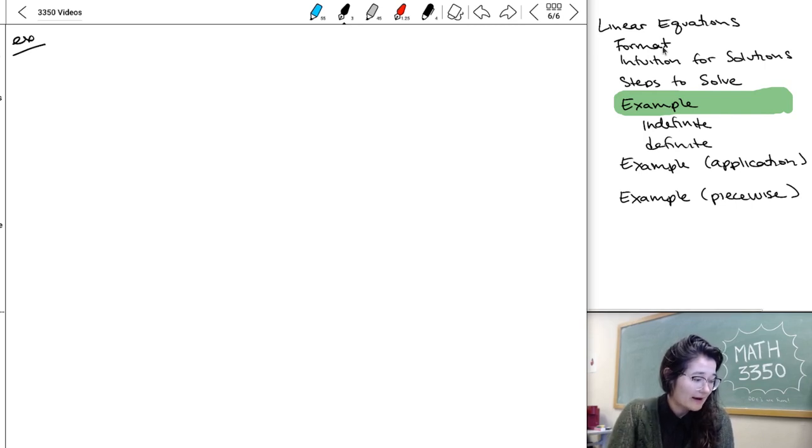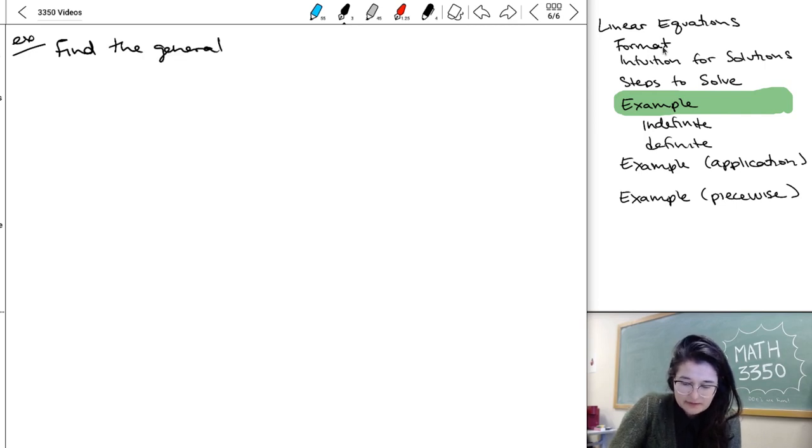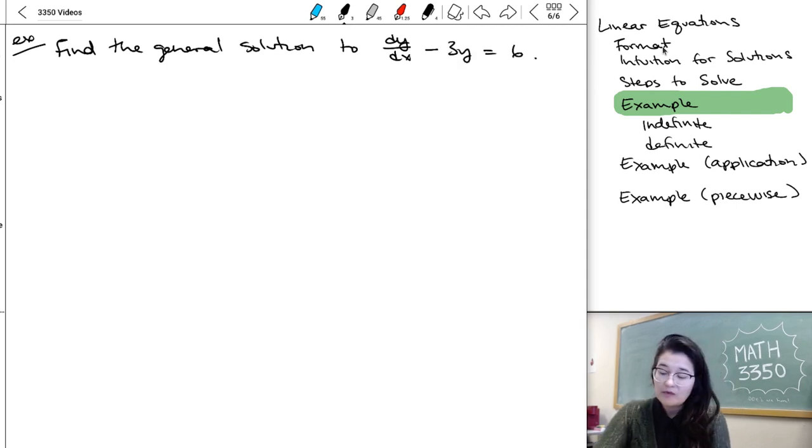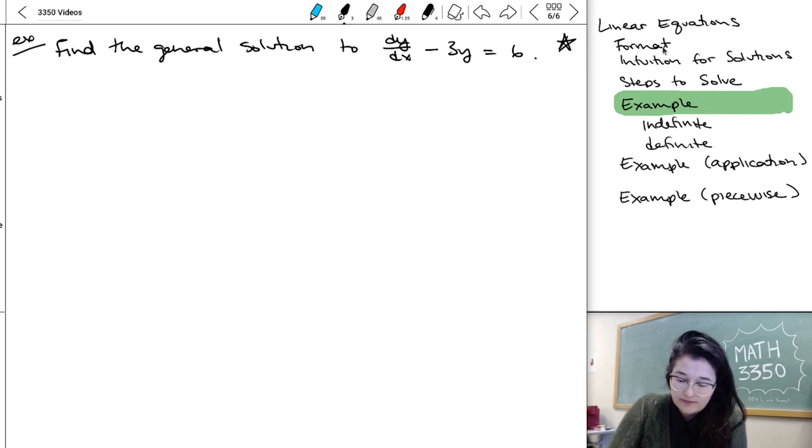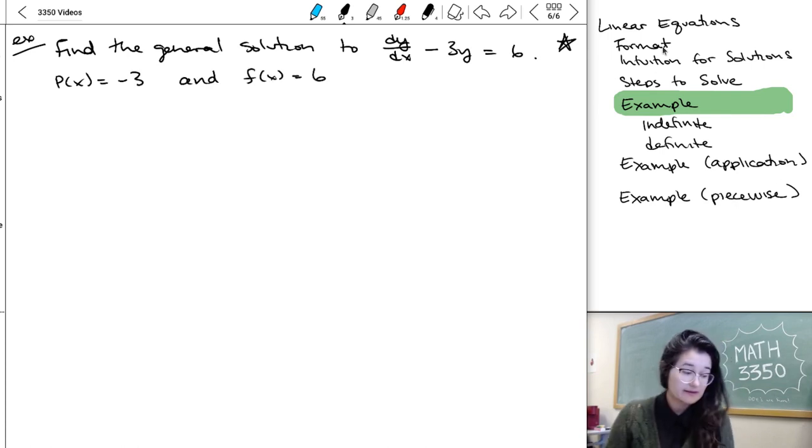We're going to be looking at finding the general solution to dy/dx minus 3y is equal to 6. So this problem is already in your standard form. And here our p of x is equal to minus 3, and our f of x is equal to 6. So the p is the thing that multiplies y, and the f is the thing that's on the right.